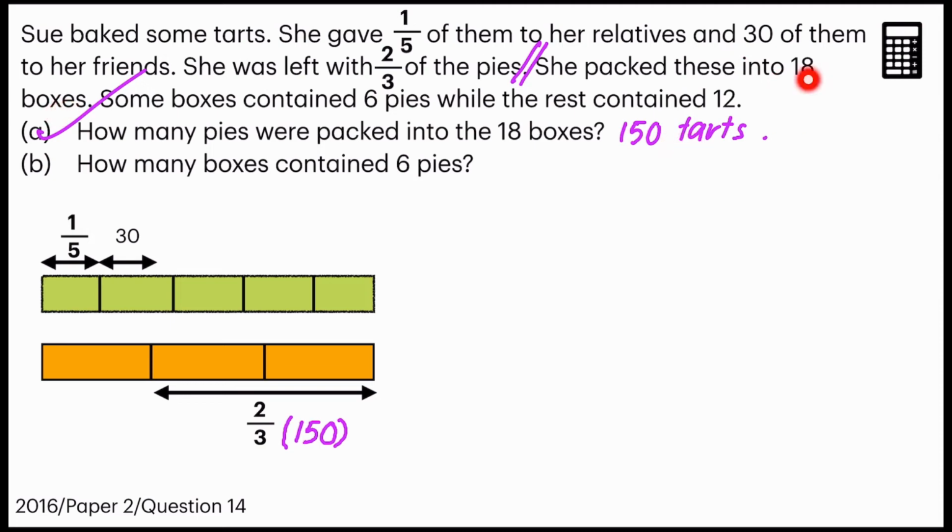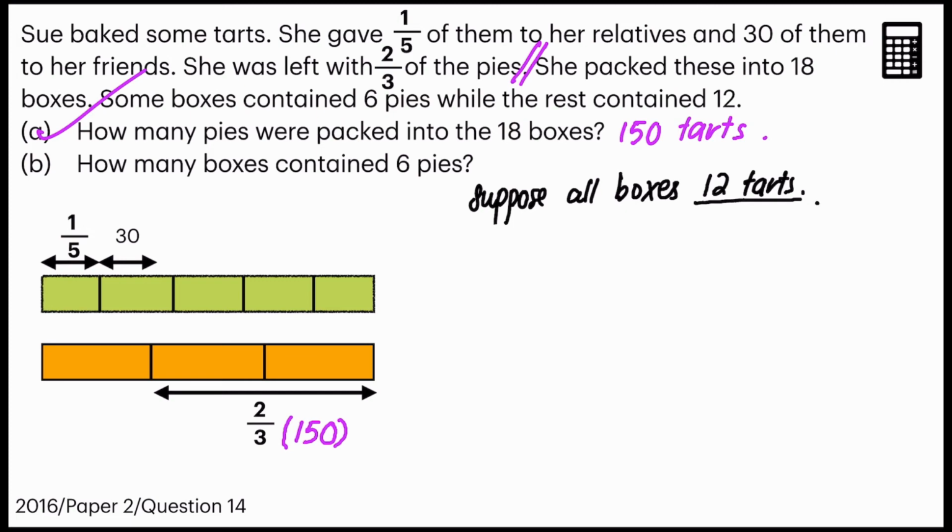Well, in these 18 boxes, some boxes contain 6 pies, while the rest contain 12. So how many boxes contain 6 pies? You can use guess and check, but for now, I'm going to use supposition, because at this point in time, you should be familiar with the use of supposition. So I'm going to suppose all boxes is 12 tarts.